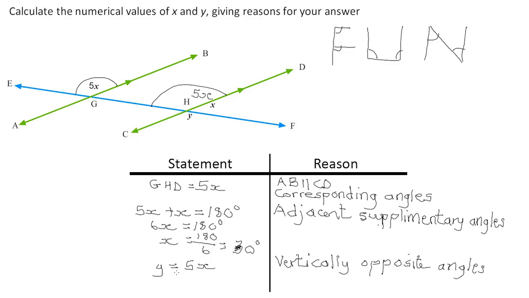And now we can just directly substitute. 5 times 30, and y is equal to 150 degrees.